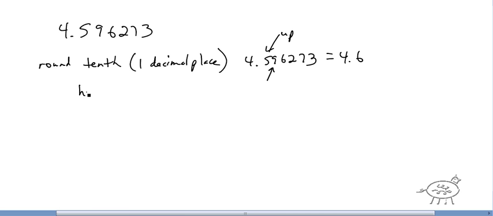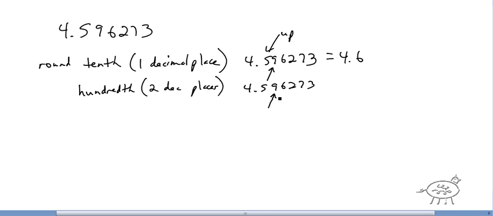Okay, if I round to the nearest hundredth, that's 2 decimal places. So let me write that number again, 4.596273. I'm going to round to this place right here. So I'm going to look at that number. I'm going to look at the 6. 6 is greater than or equal to 5. So again, I'm going to round up. Now, obviously, if I round up, I have a 9 here, so it's going to be 4.60 because you can't go higher than 9, right? You have to go around to the next one. It's like saying 59. Well, what's after 59? 60. So that's why it's 4.60.